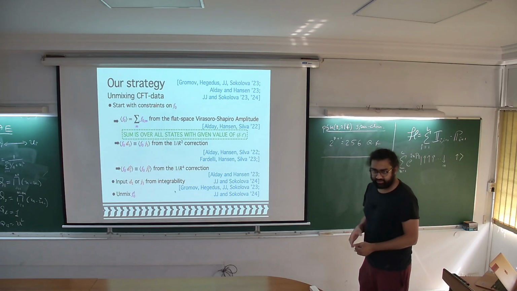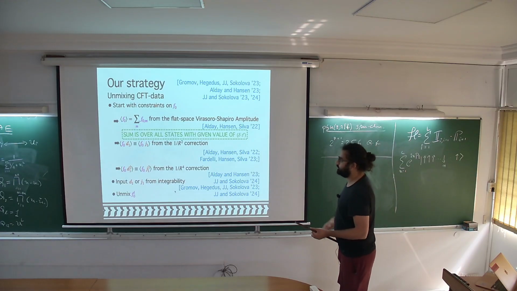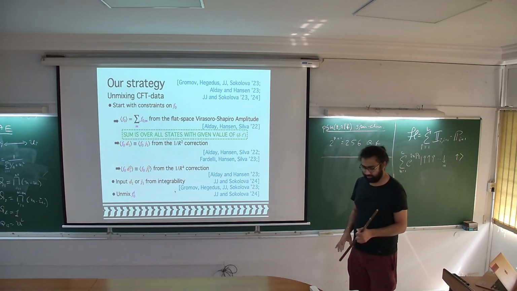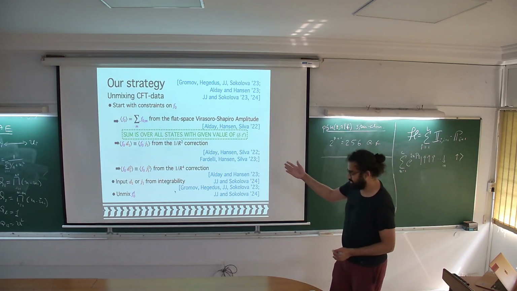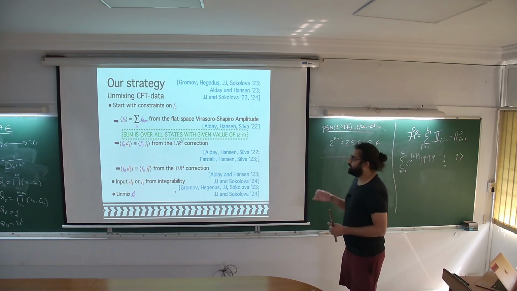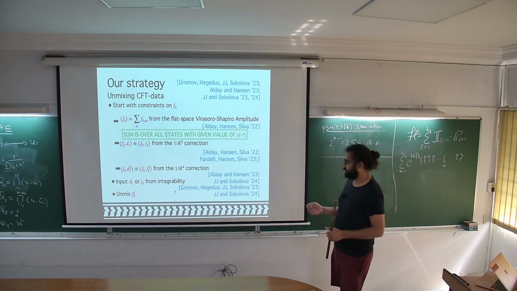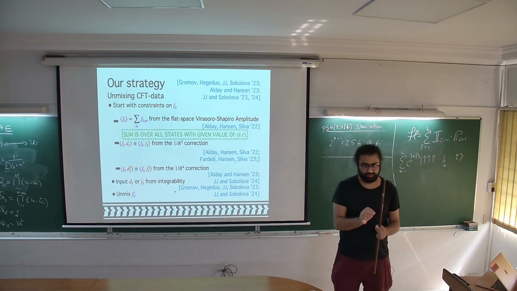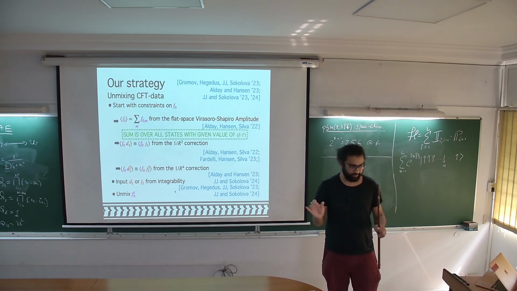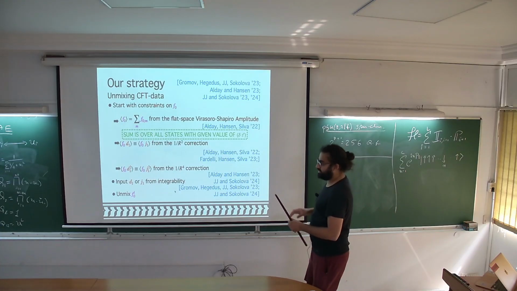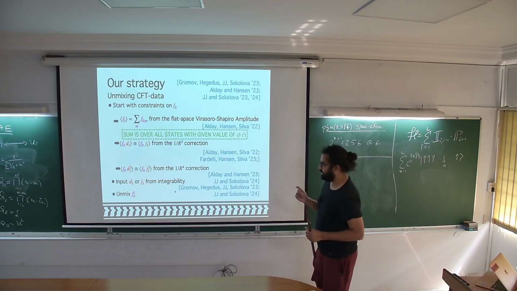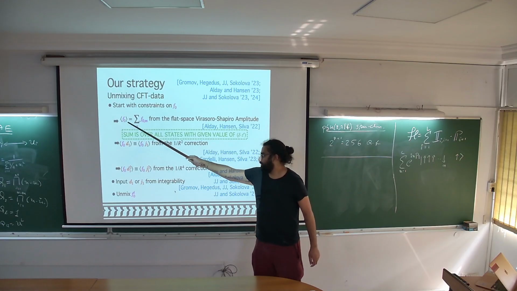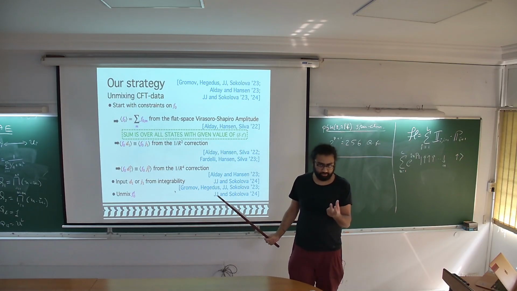Okay, so this is the strategy that I explained in words. It's here. This is what I explained in the previous slide, and the point is the following. We're just going to focus on F0, which is the tree level, the leading term in these 3-point functions. So we start with constraints on F0. Already from the flat space Virasoro-Shapiro amplitude, you already know some constraint on what F should be.